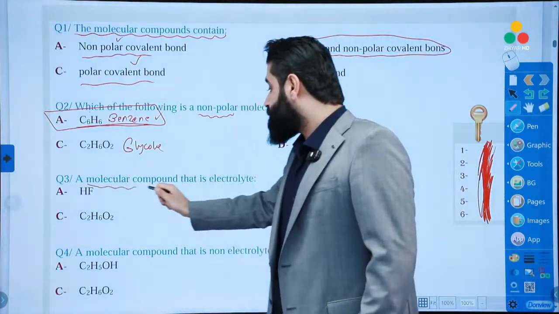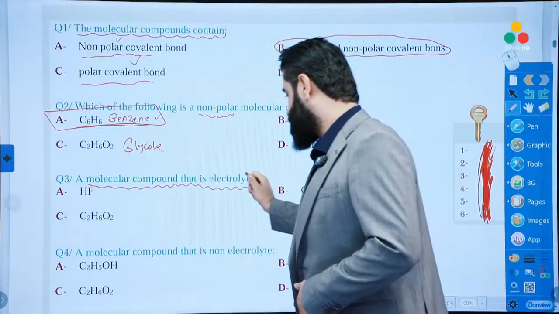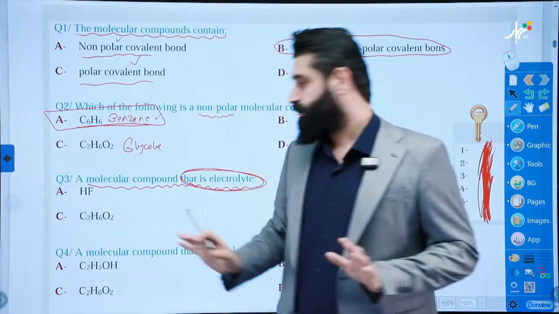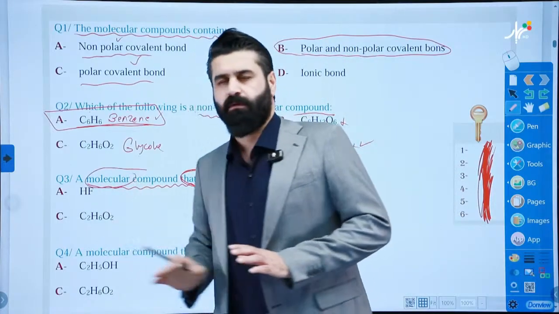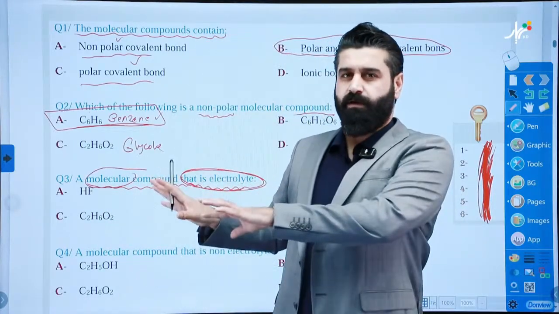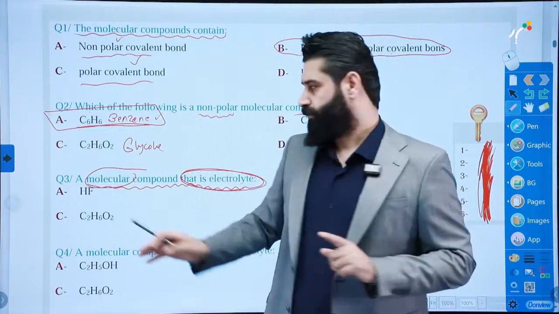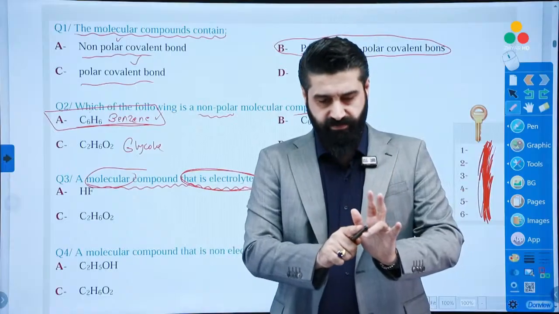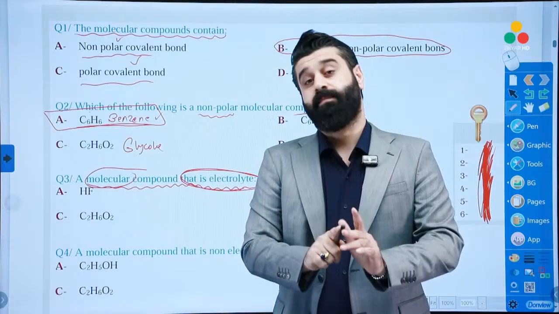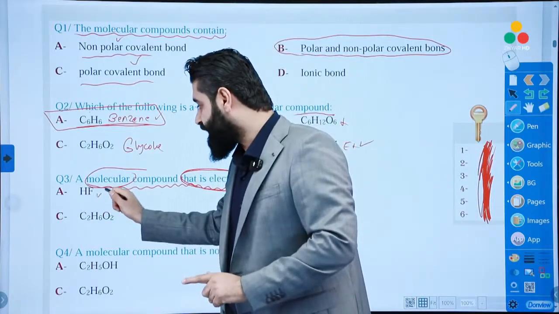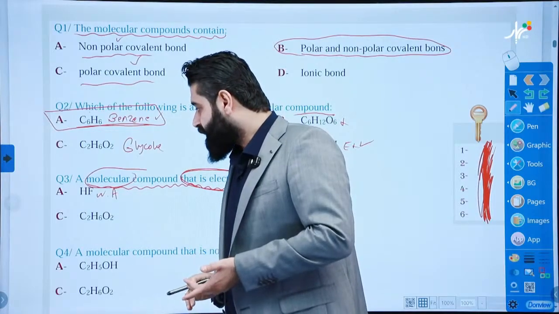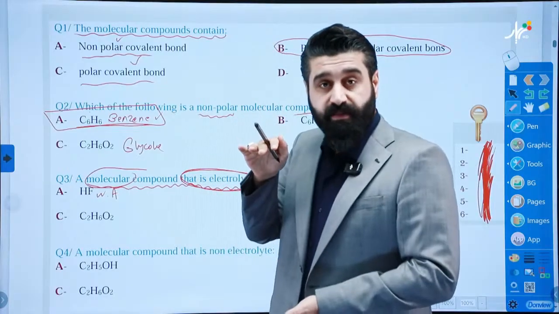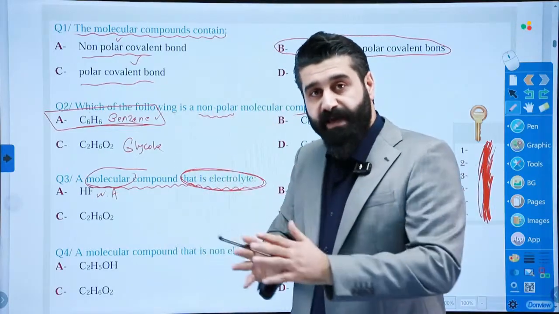Look, a molecular compound that is an electrolyte. What are the molecular electrolytes? Some electrolytes are ionic, some are molecular. The question said molecular. What are the molecular electrolytes? Acids and weak bases. Strong acid and weak base. Very good. HF is a weak acid. Mister, how do we know if it's a weak or strong acid? Later I'll give you a list that contains all the acids and bases.